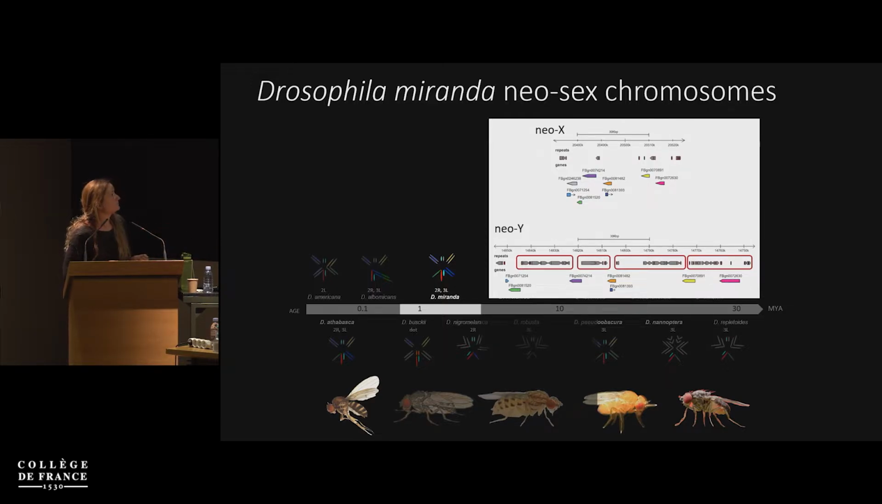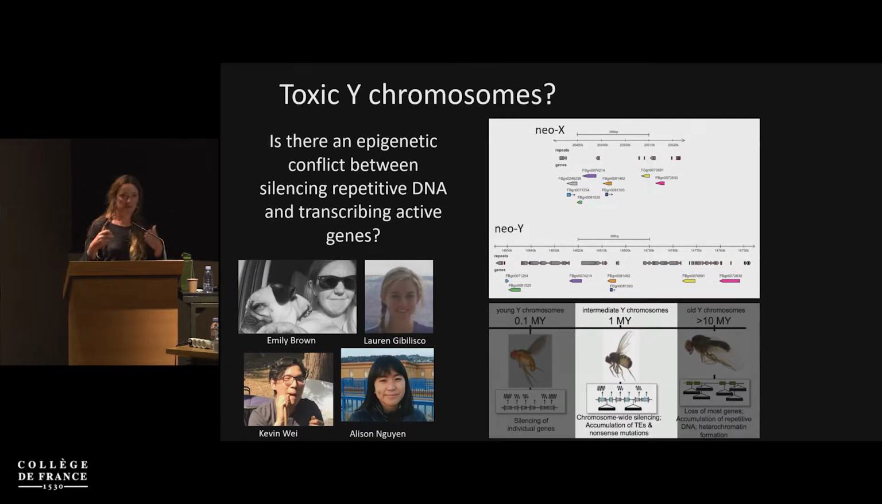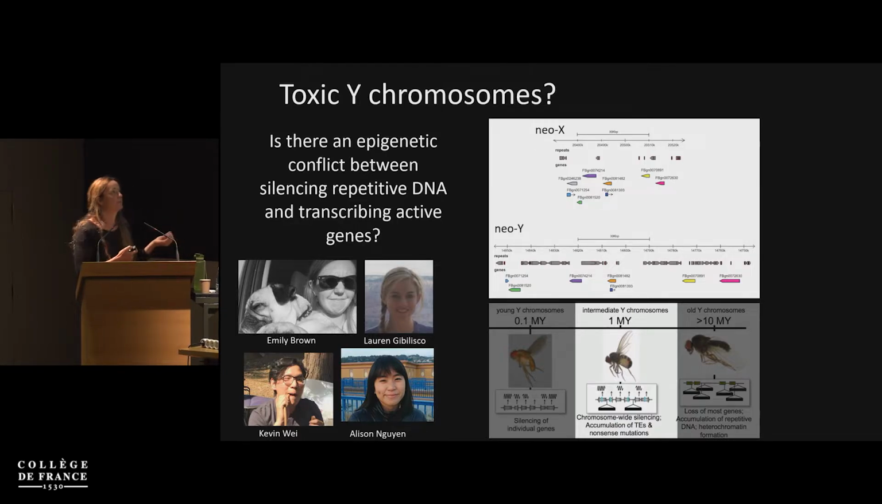junk DNA. And so in today's talk, I will be talking about the idea that repetitive Y chromosomes can actually be toxic. And in the second part of my talk, I will be talking about this idea that, especially in these intermediate sex chromosomes where you have actively transcribed genes interspersed with repetitive junk DNA, you could actually have an epigenetic conflict between the need to repress junk, yet also needing to transcribe active housekeeping genes.